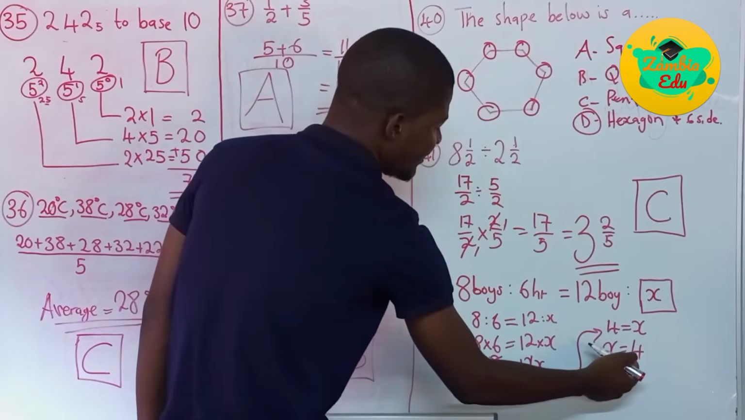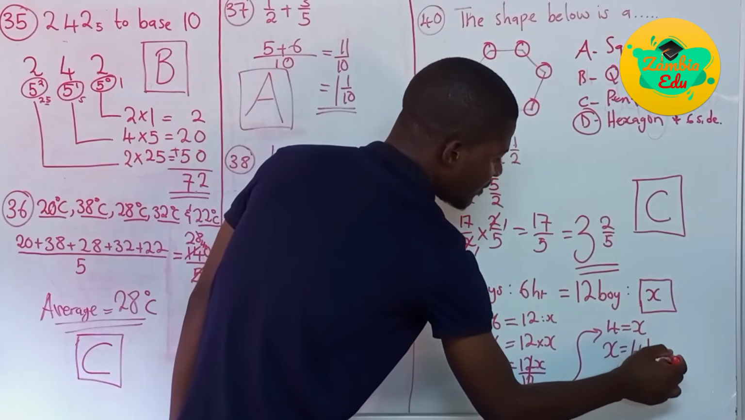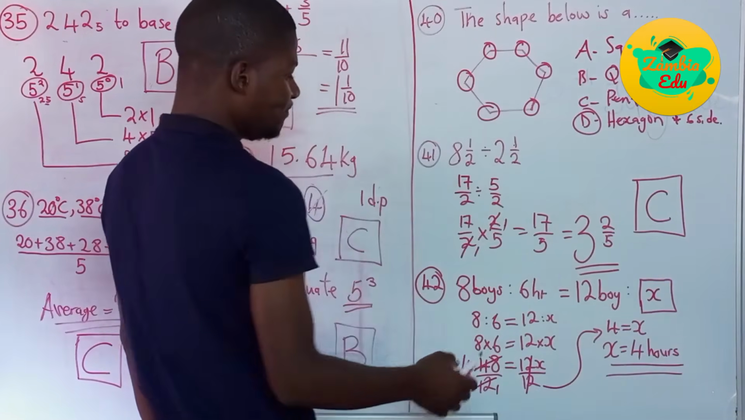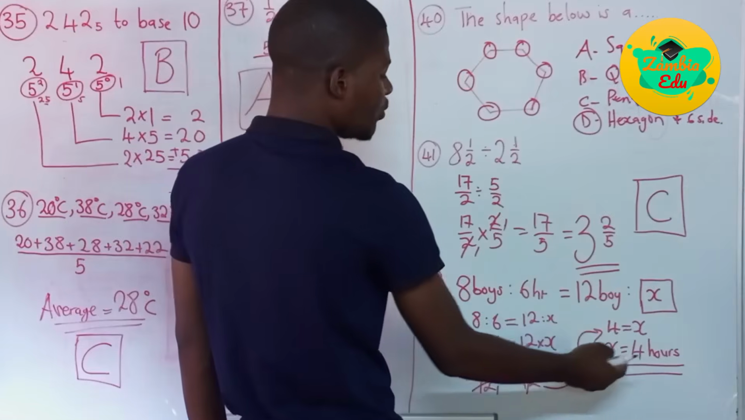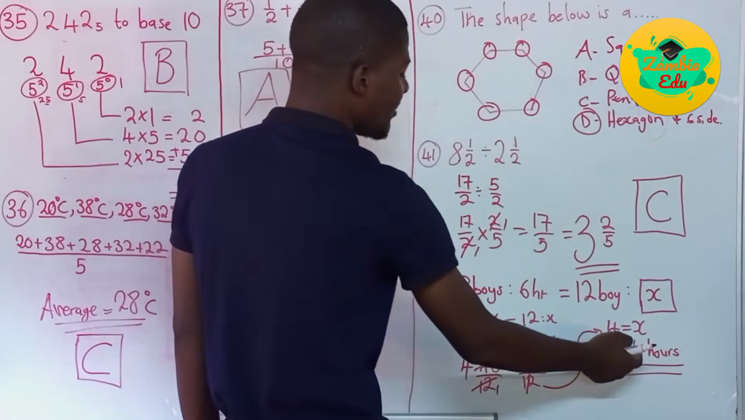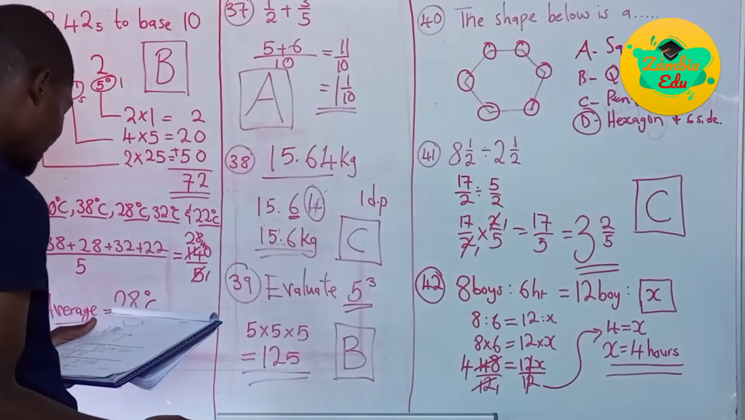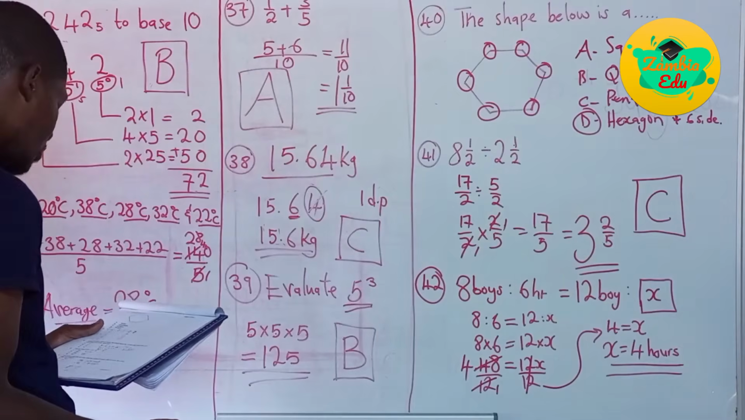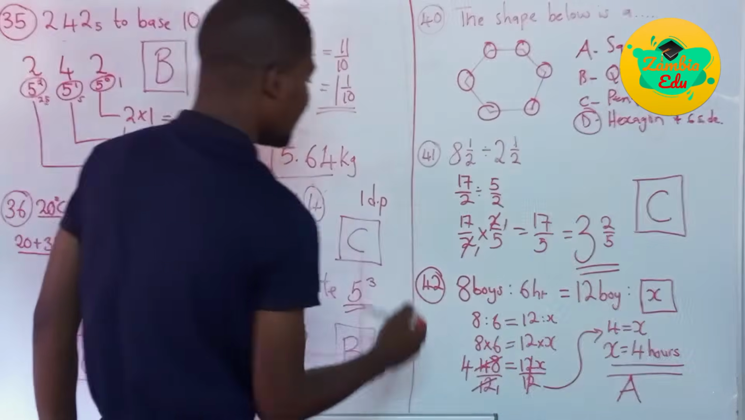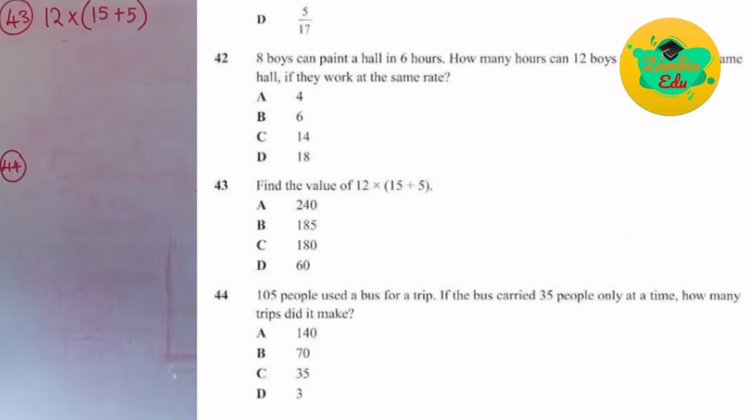So this 4, what is it? Is it number of people or hours? This is hours that we are looking for. So this tells us that 12 boys would take a less amount of time because they are many. It will take 4 hours, and the 4 hours was represented as option A. So our answer for question 42 was A.